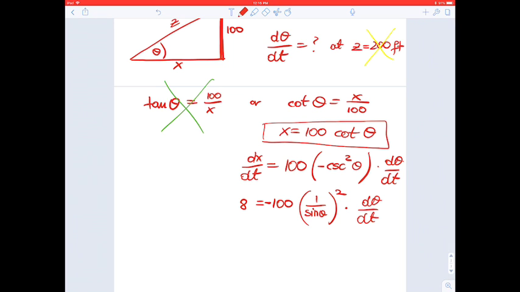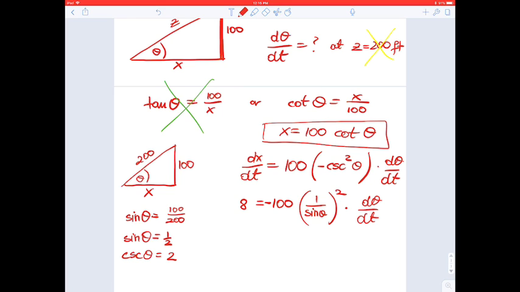We will need to have sine theta. If I draw a triangle one more time, this is x, this is 100, and we're looking for the rate of change at the moment that this is 200. We can nicely see that I can read the sine theta ratio, which is 100 over 200, of course, is 1/2, and the reciprocal of this, cosecant theta, is just 2. That means let's just substitute: 8 equals negative 100 times 2 squared times d theta dt.